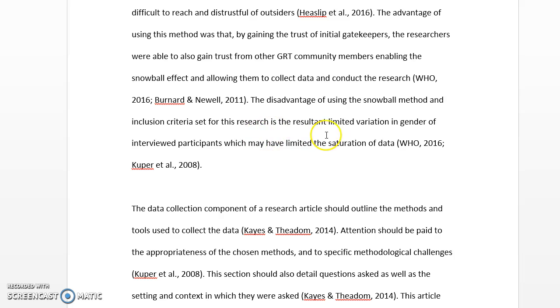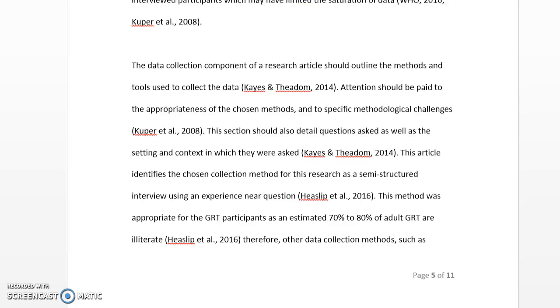She then goes on to talk about the disadvantage of this method. She says the inclusion criteria set for this research resulted in limited variation in gender of the interviewed participants, which may have limited the saturation of data. And what she's saying there is that, potentially because of this method, you may have got some more particular participants. What I'd say to that is that given the method, that's okay, and given the sort of people you're trying to reach, the vulnerable community you're working in, it's not such a problem. But she is right in what she says.